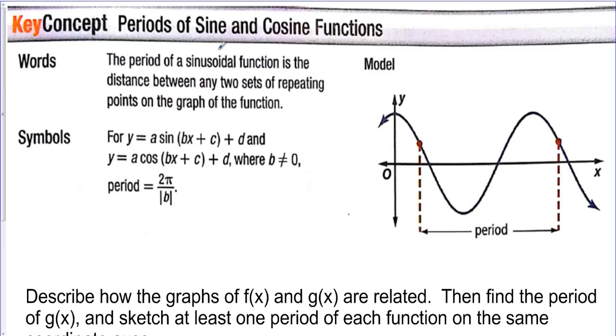Periods of sine and cosine functions. The period of a sinusoidal function is the distance between any two sets of repeating points on the graph of the function. So if we are approaching this point from above, the full wavelength or the full period will be when we get to this point from above again.